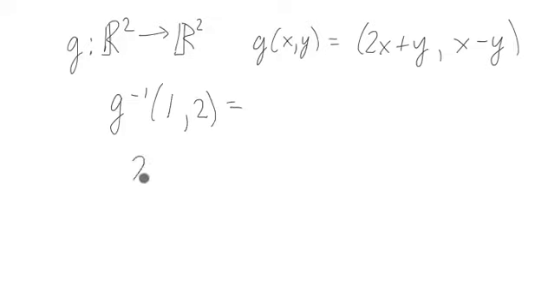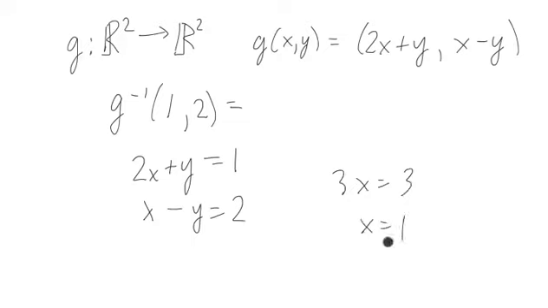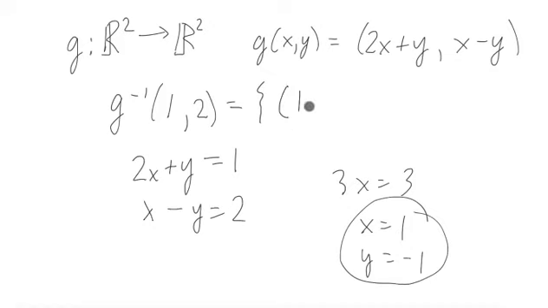So we have 2x plus y equals 1, and we have x minus y is equal to 2. Again, we can add equations, and we'd get 3x is equal to 3, which means x is 1. Now, if x is 1, we can see that y had better be negative 1 in order for both of these to work. So that means, again, there's a unique point in this fiber. It's only a singleton set. The fiber over this point is simply a single point, (1, negative 1).